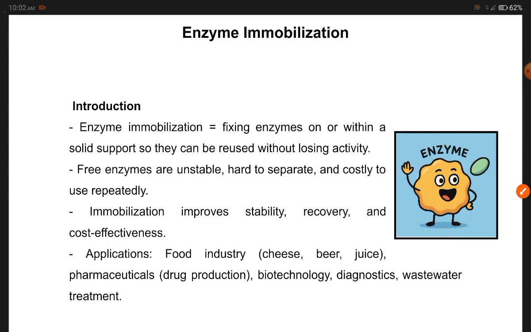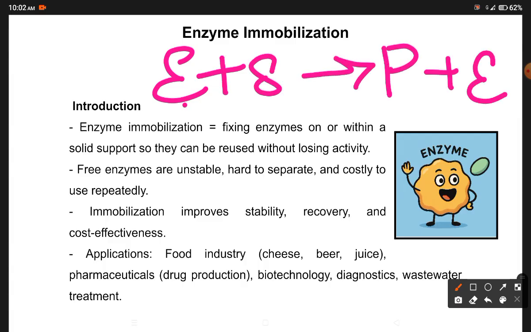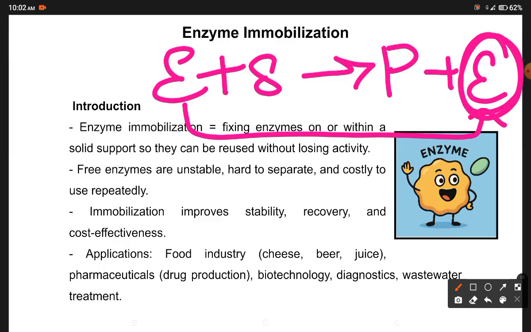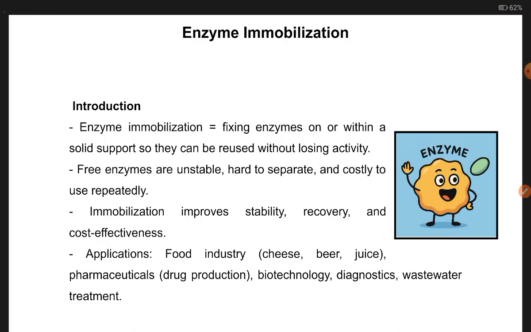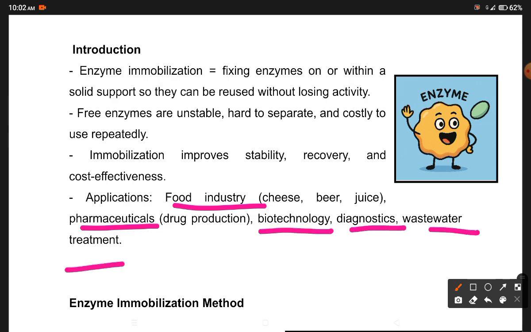I hope you remember the reactions which happen in enzyme reactions, like the enzyme reacts with the substrate to give the product as well as the enzyme again. So in this part, the enzyme is coming again. This is the recovery of the enzyme, and this is sometimes difficult in the case of free enzymes, but when we use the immobilization technique, we can recover it easily. So where do we apply these immobilized enzymes? In the food industry, pharmaceutical industries, biotechnology, diagnostics, wastewater treatment, and microbiology. There are a lot of applications for this.